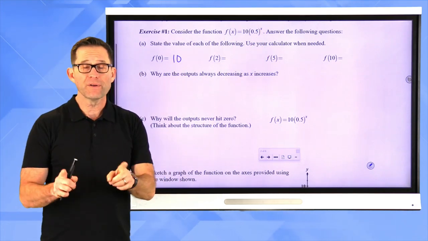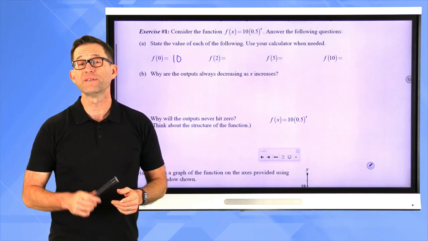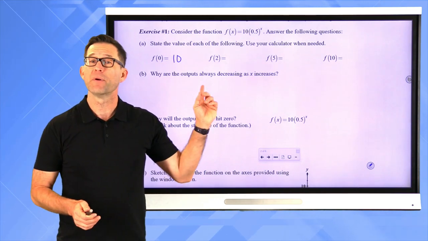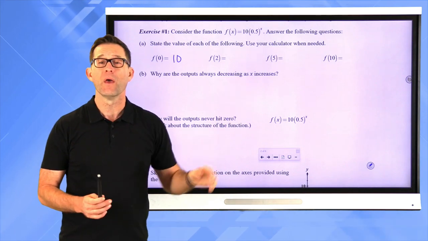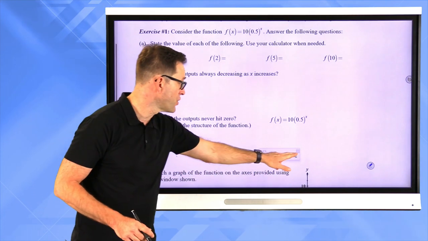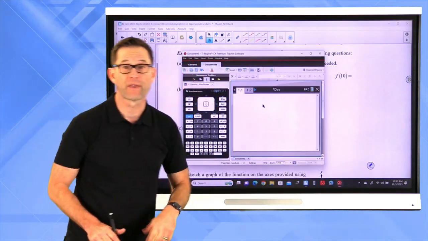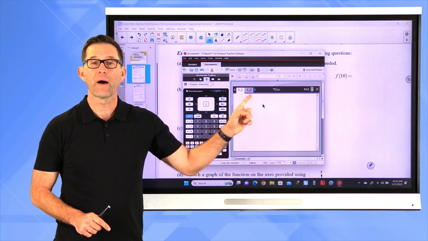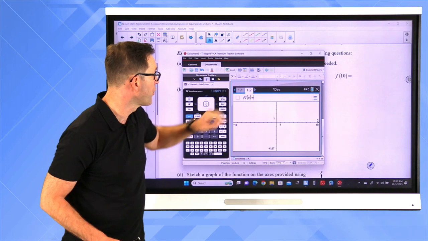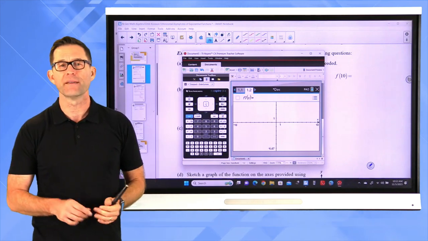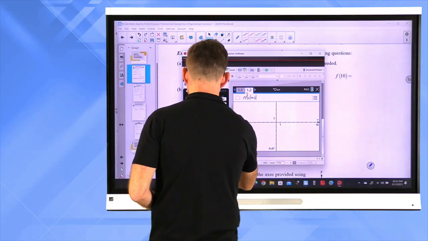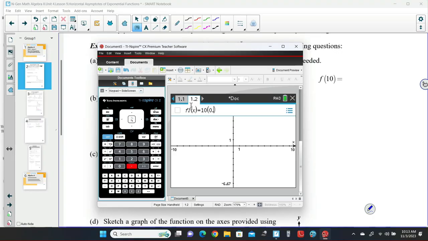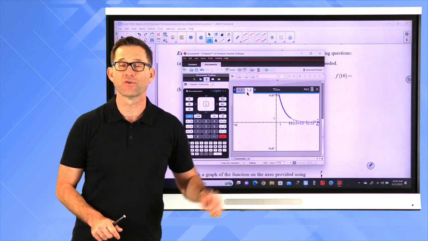Now, that being said, I want to show you a little calculator technique that we saw very early in the course in Unit 1, but it's particularly helpful right here. We're going to eventually graph this function, so I'm going to open up my graphing calculator. I'm using the TI Inspire, and right now I have two windows open, one for calculation and one for graphing. On the graphing window, I'm going to enter 10 times 0.5 raised to the x. Eventually, we're going to get a proper window and sketch this function.